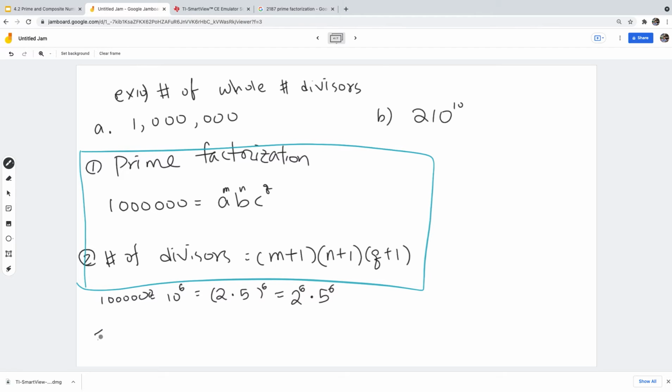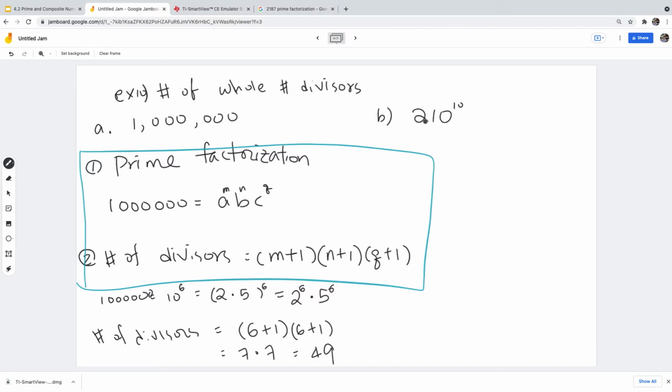Then the number of divisors for 1 million is 6 plus 1 times another 6 plus 1. So that's 7 times 7. So actually there are 49 divisors. 49 factors are in 1 million. So obviously you wouldn't want to list all of them and count them because there are way too many, right?